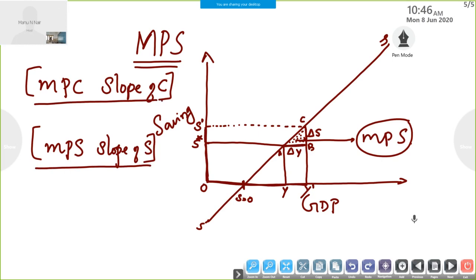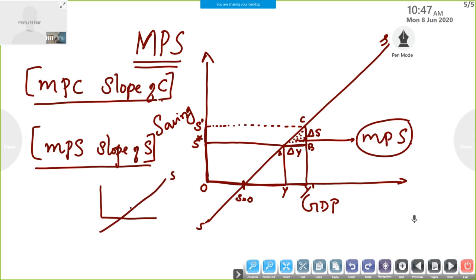Here we are getting one more question like this. What is the slope of saving curve? We can say MPS, because this MPS shows the ratio between additional saving and additional income. So this is a graphical representation of MPS. It's very easy. You just draw a saving curve first of all.